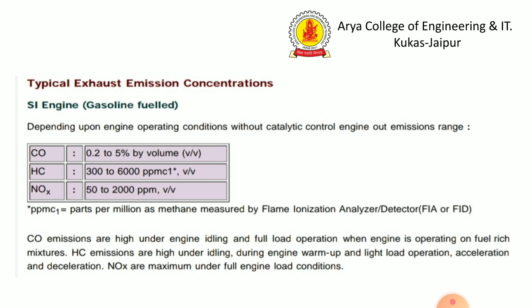So here we see that in SI engines, depending upon the engine operating conditions, without catalytic control, engine out emissions range as follows: CO emissions 0.2 to 5% by volume, HC 300 to 6000 parts per million, and NOx 50 to 2000 ppm.